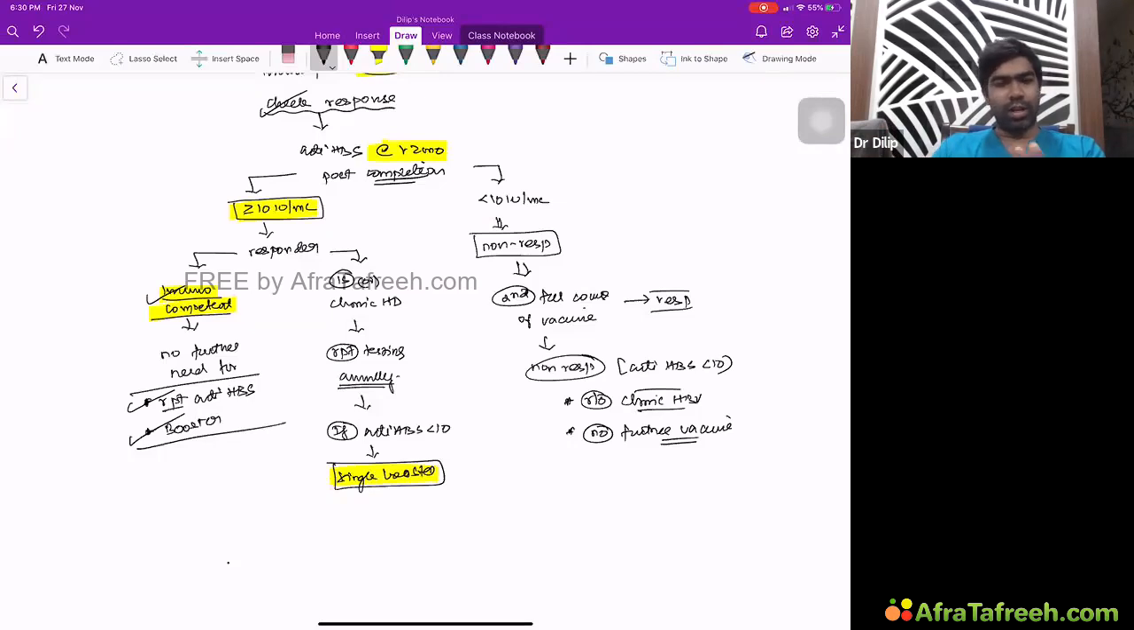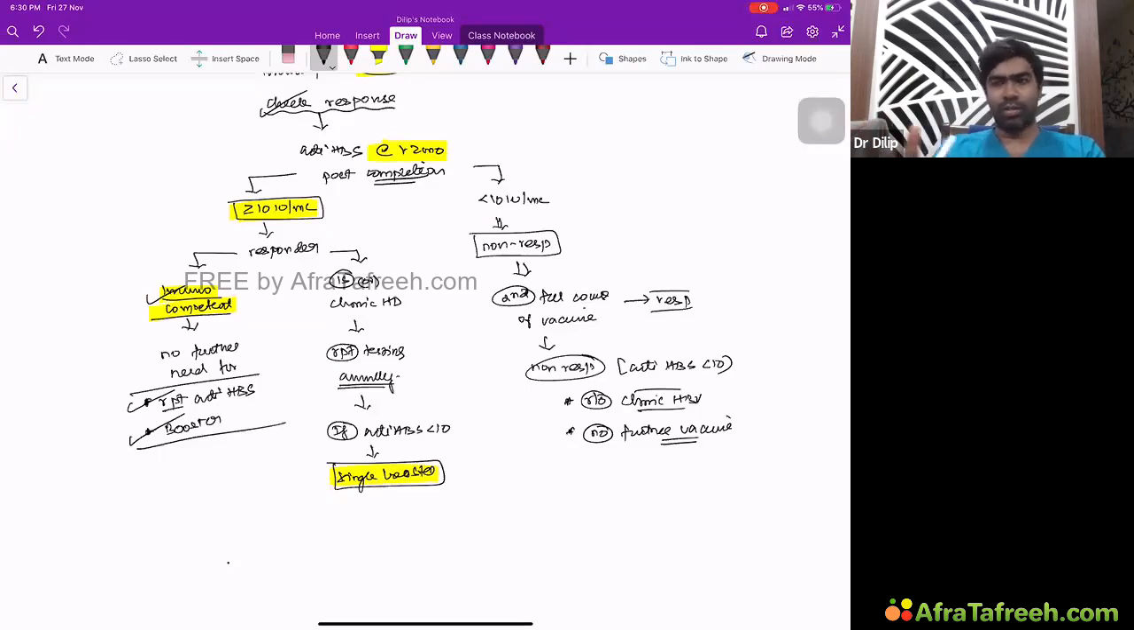Next, if you're an immunosuppressed individual or if you are going for chronic hemodialysis, then you might need to check anti-HBs every year. If the anti-HBs becomes less than 10 at some point in life, then you might think about giving a single booster. That's enough.